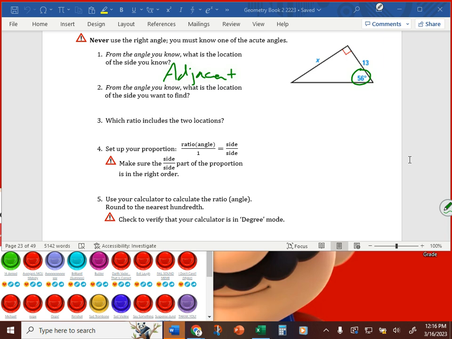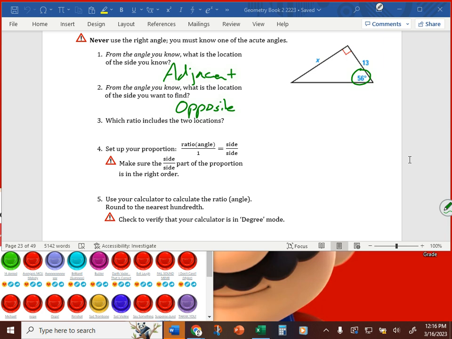And you know that because to find the opposite side, just draw a line out from that 56-degree angle. We're going to hit the X side. The 13 is next to it. It is the adjacent side. The hypotenuse is its own special thing. It's the side that's always opposite the 90-degree angle. And then from that 56 angle, the location of the side we want to find is opposite. That side X, what we want to find, is opposite that 56-degree angle.